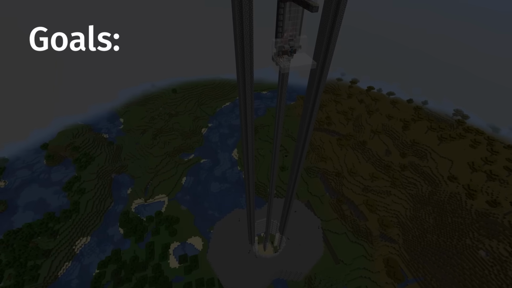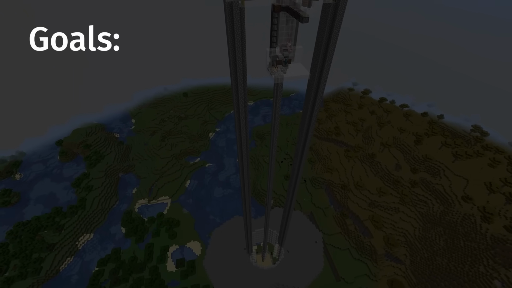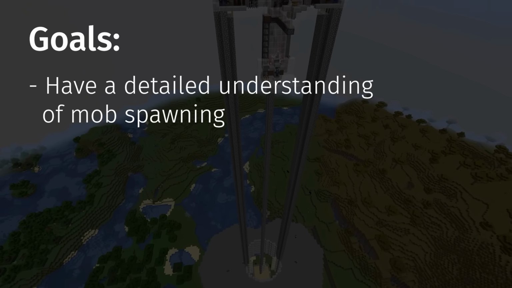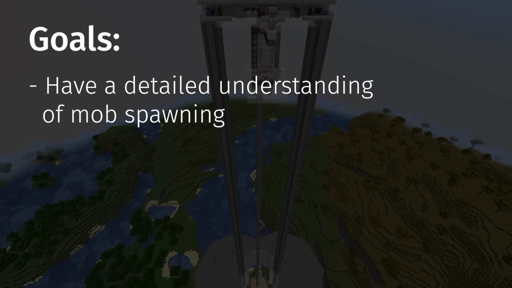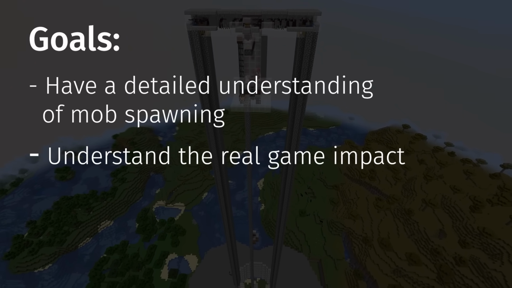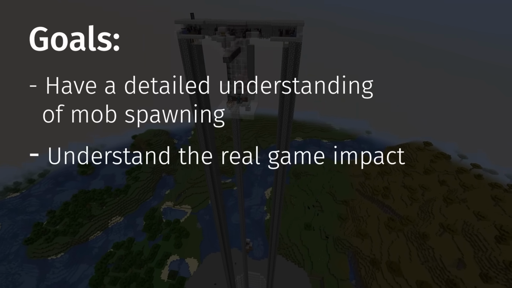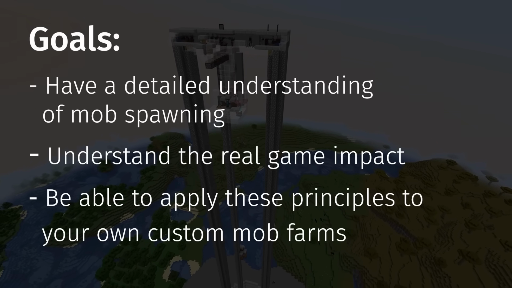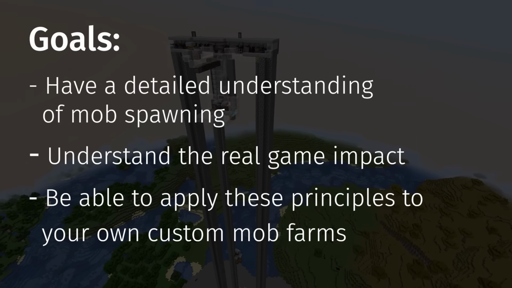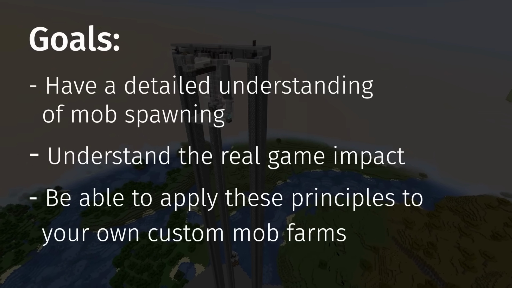So my goal for this video is that after watching it, you will have a detailed understanding of the mechanics behind mob spawning. You will be able to understand the real game impact of different design decisions. And finally, you will be able to apply these principles to any mob farm and design your own custom farms that fit your particular need.